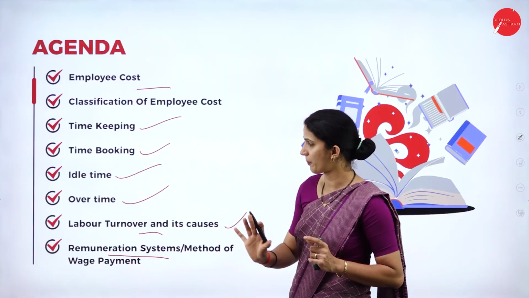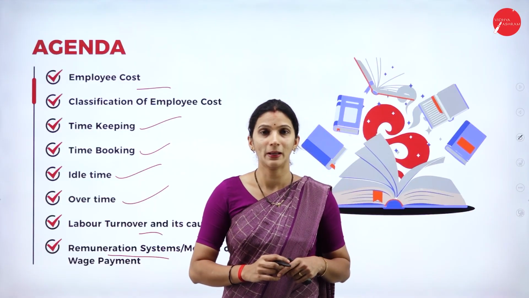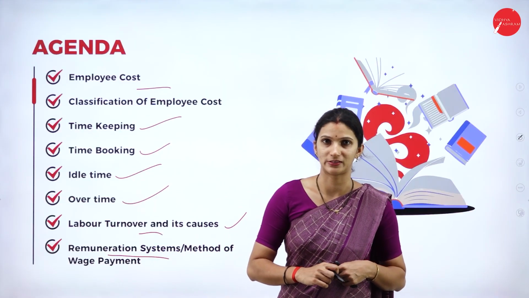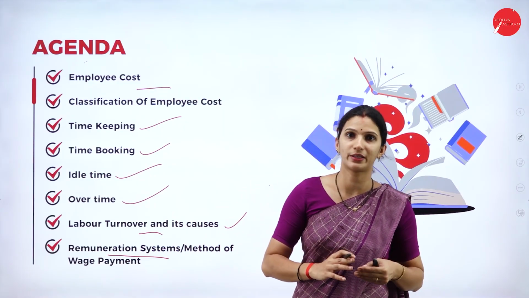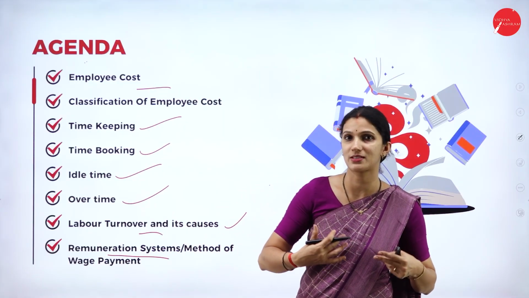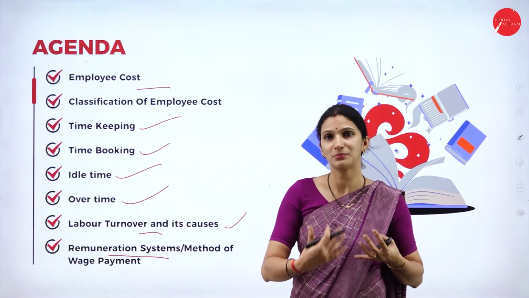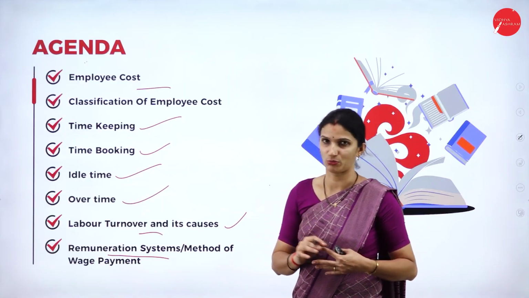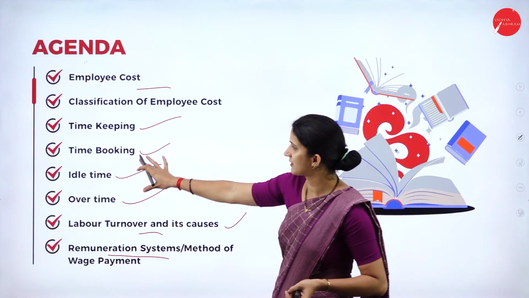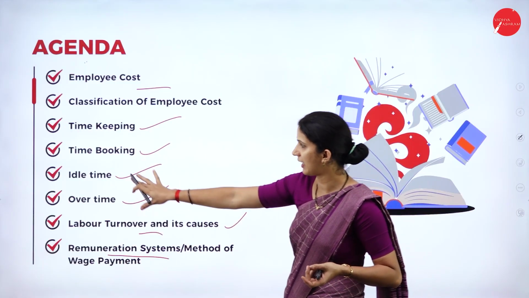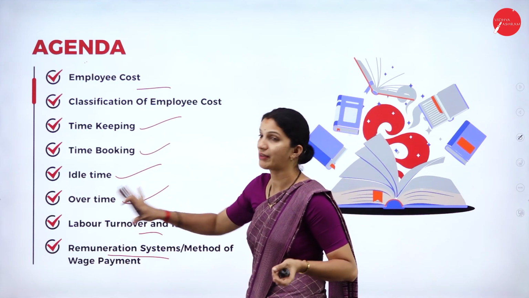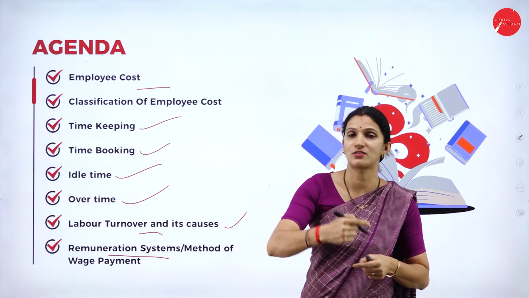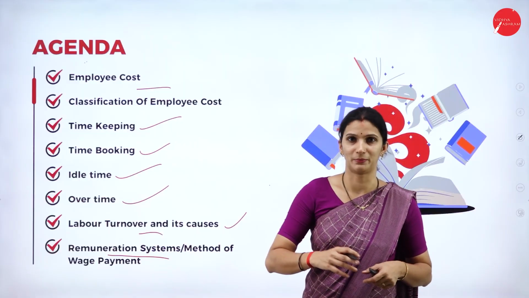After all these topics are done, then we will move on to the practical or problem-oriented topics. From these theory topics you can expect one theory question, usually for 5 marks, sometimes they might ask for 10 marks also. Here timekeeping, time booking is an important topic, then idle time, overtime, labor turnover. So these 5 are the important topics that you need to concentrate on more on a theory basis.